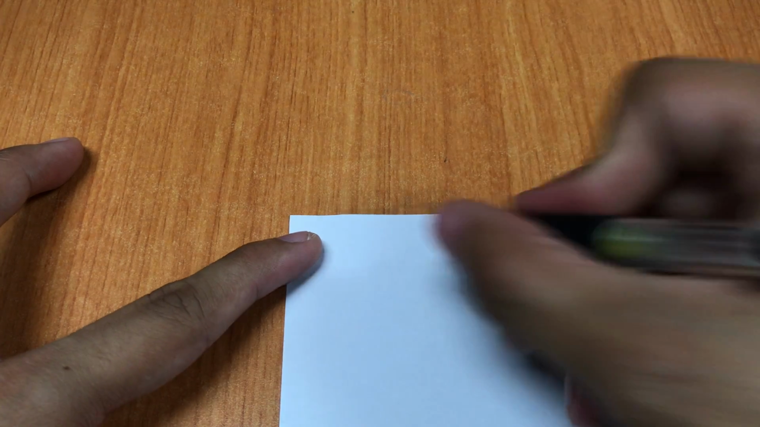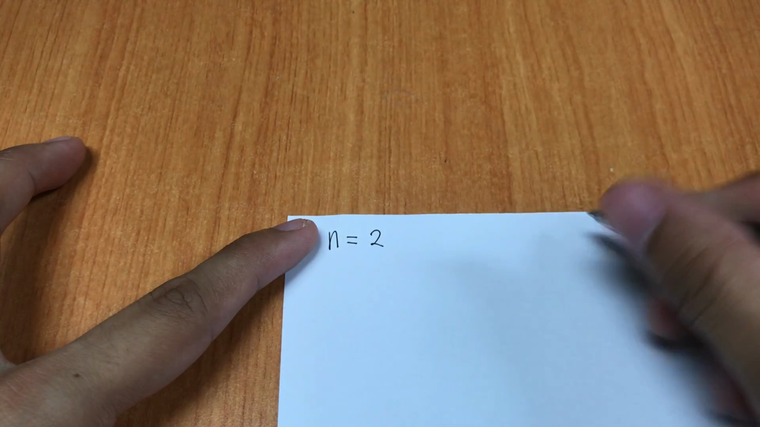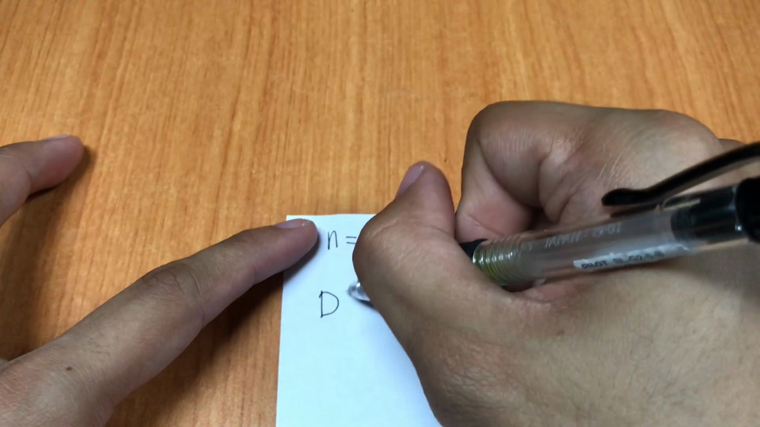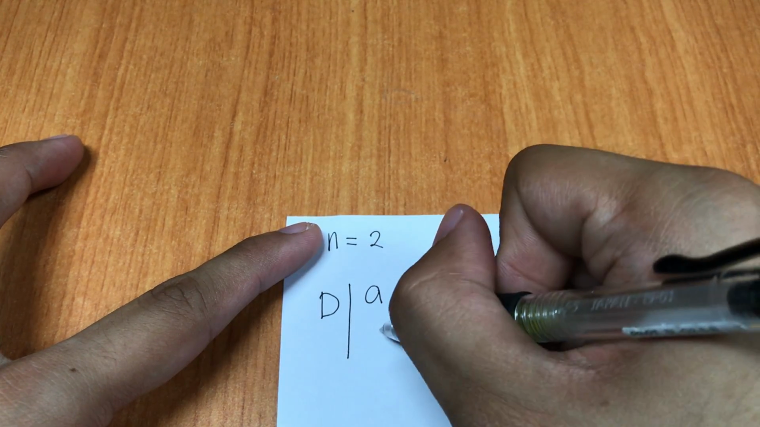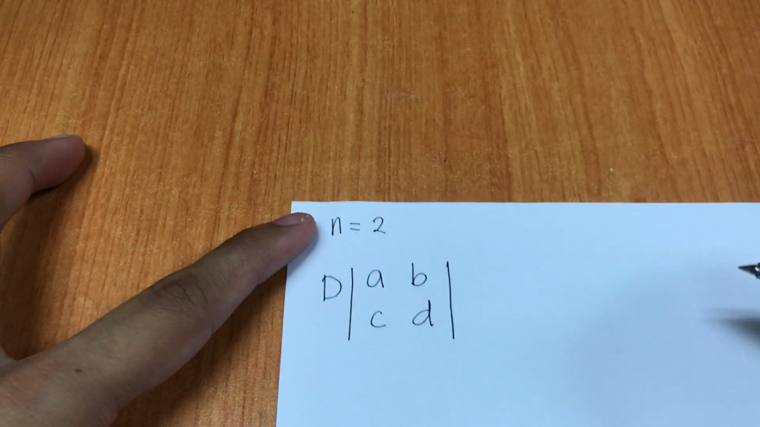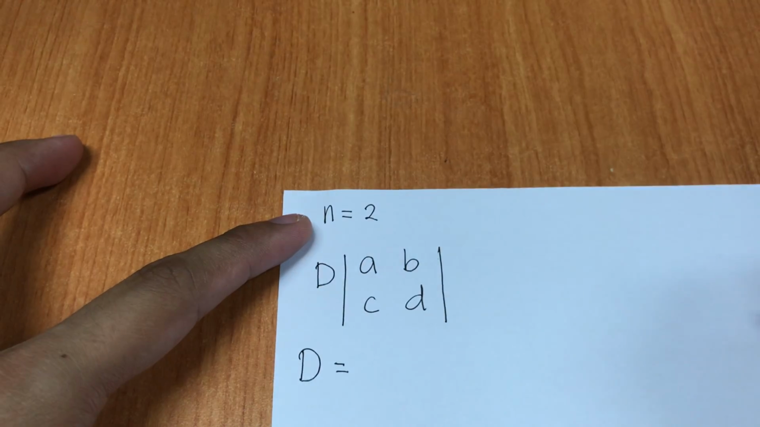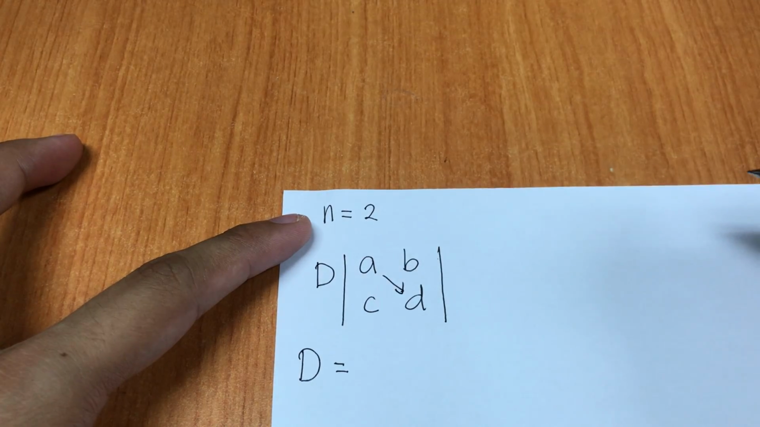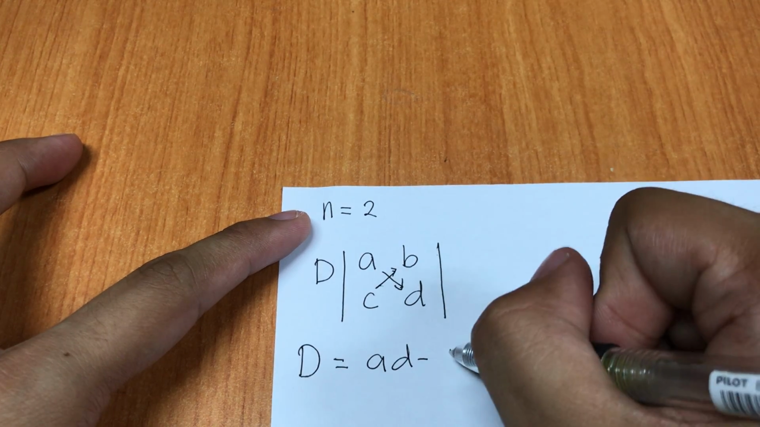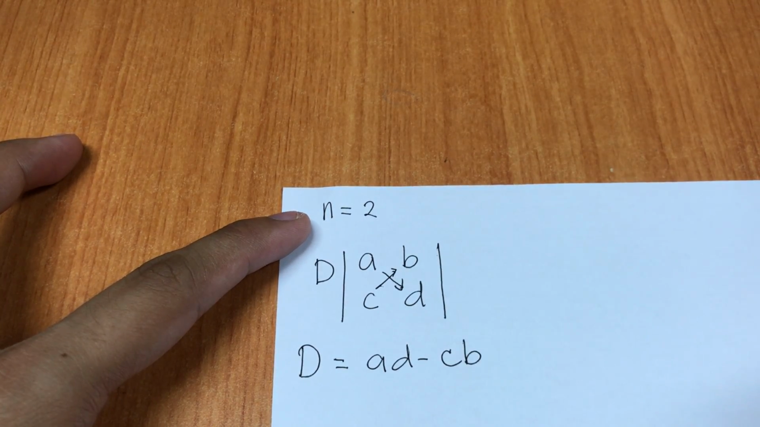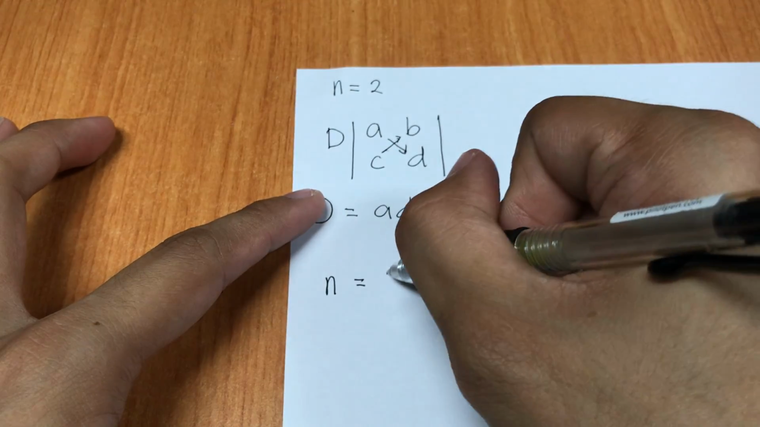Okay? So, what if we have an n by n matrix where n is 2, so 2 by 2? How do we solve for the determinant of a 2 by 2 matrix with elements A, B, C, and D? Okay. So, it's easy. Criss-cross. A times D minus C times B. A times D minus C times B. Okay?